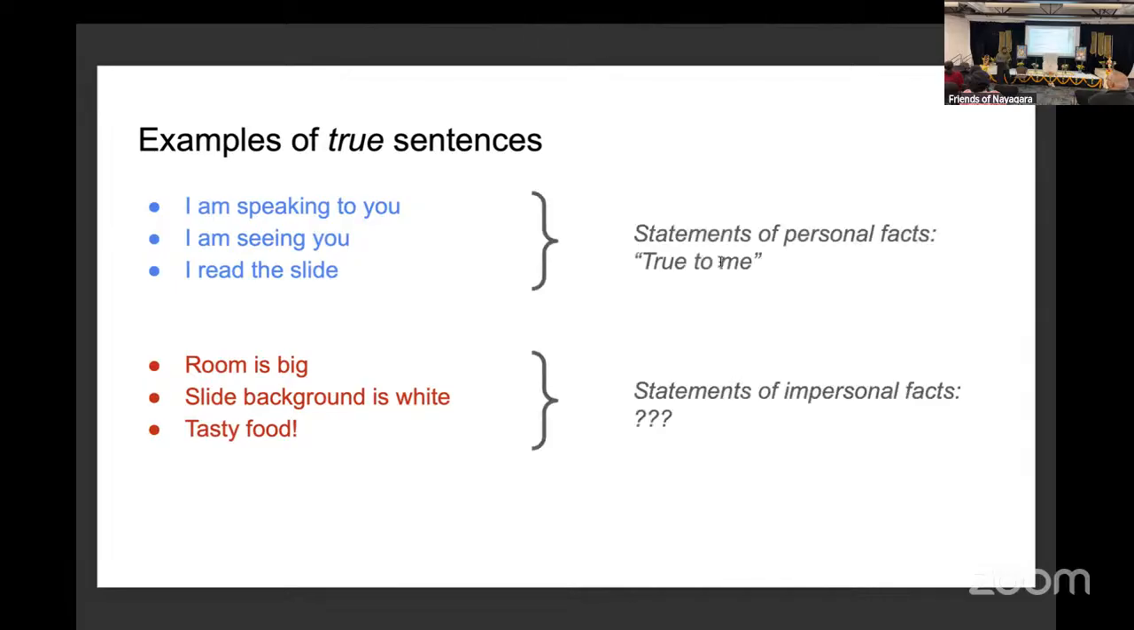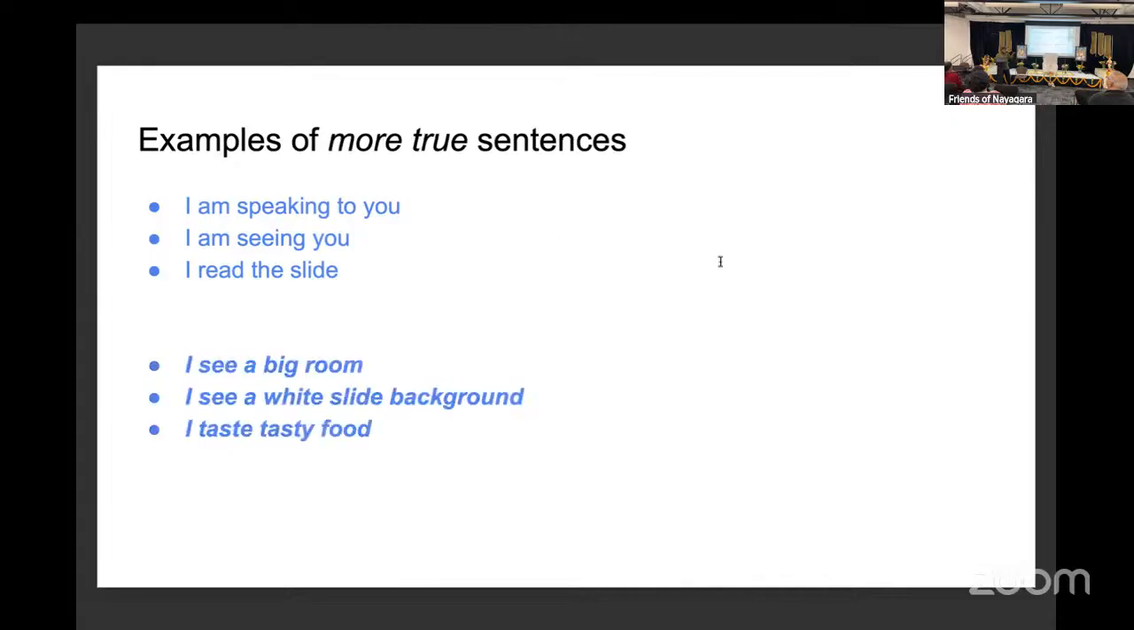But there's a qualitative difference. The first ones are statements of personal facts. They're true to me. The second ones are kind of impersonal facts. There's no mention of I there, right? But that's a little strange because that's making assumptions about things. So I can turn them to mean the same thing, but as personal statements. I can say, I see a big room. I see a white slide background. I taste tasty food, right? Same meaning contained in these sentences, but now these have become personal statements of fact.